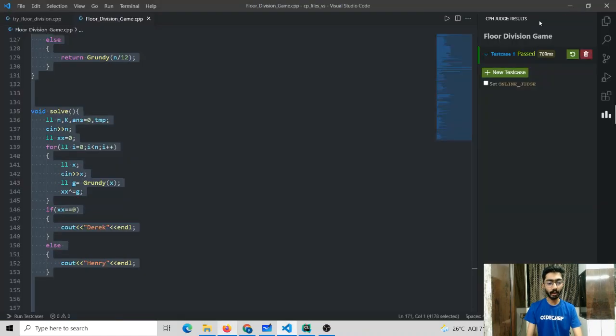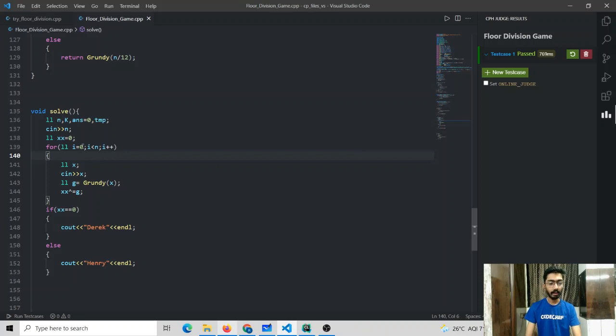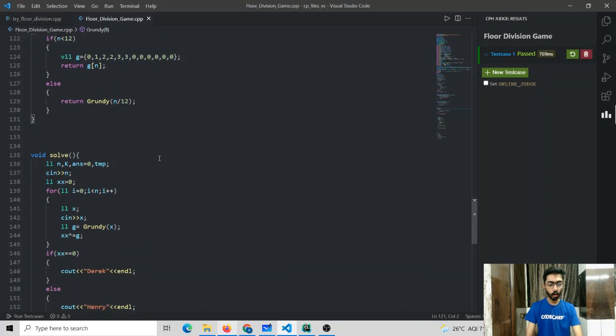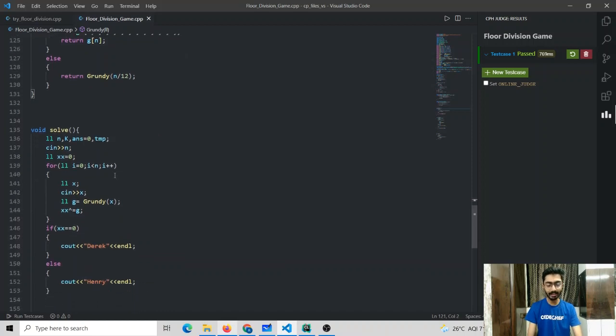Now let us have a look at the time complexity of our solution. In total, we are going to do n iterations, and in each iteration we need to find the Grundy value of a number. The Grundy value of any state is only dependent on the n by 12 value of that state. In other words, in each step, the value of n decreases by a factor of 12. So the time complexity of finding the Grundy number is going to be log base 12 of n.